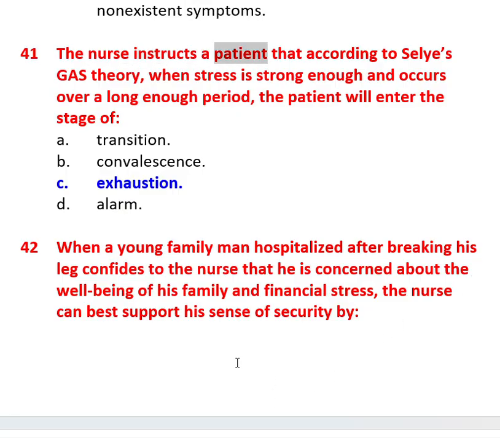41. The nurse instructs a patient that according to Selye's GAS theory, when stress is strong enough and occurs over a long enough period, the patient will enter the stage of transition, convalescence, exhaustion, alarm.